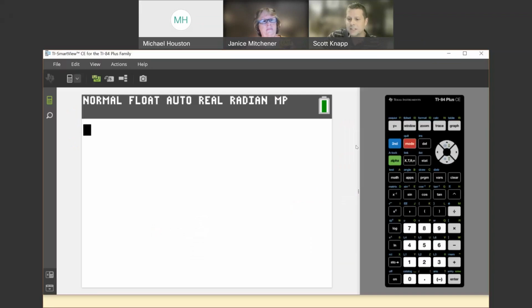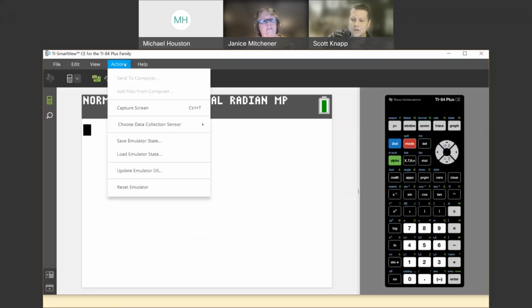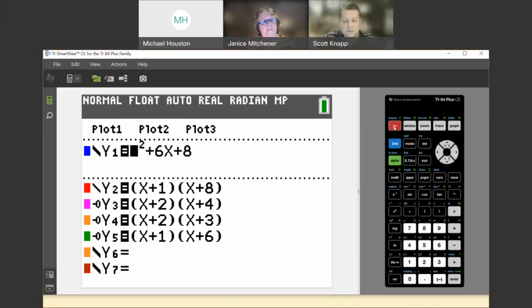One of the things that you can do in the actions is you can save an emulator state, meaning I can save something that I've already entered some equations or expressions into, and then I can later load it. I did that tonight so that I can save some time from typing. I put our initial expression in of x squared plus 6x plus 8, and then those 4 options that I showed. Each of those options involves numbers that multiply to 8 and also add to 6.